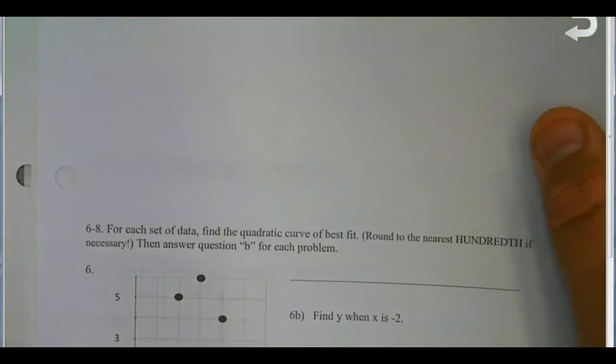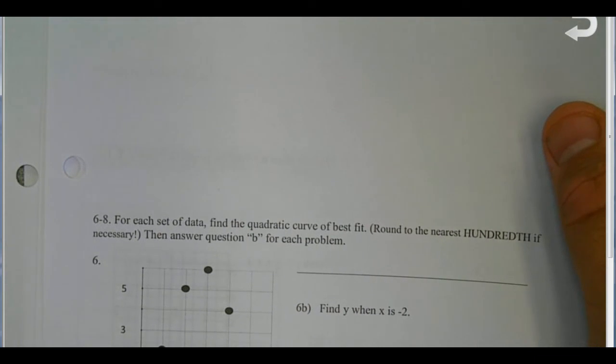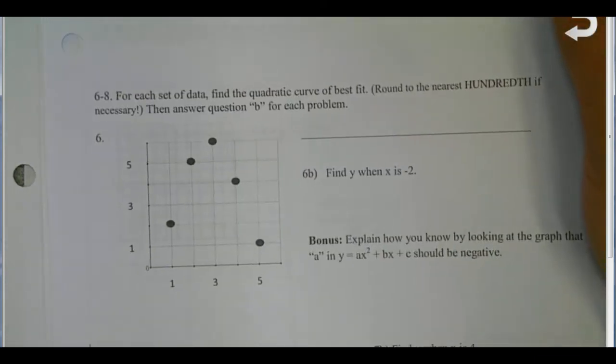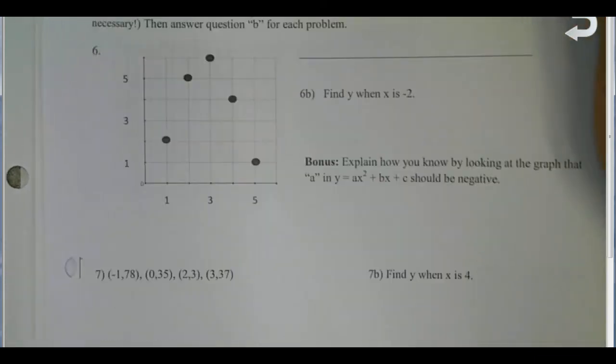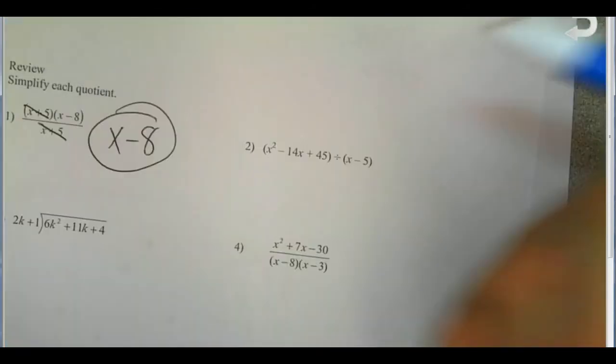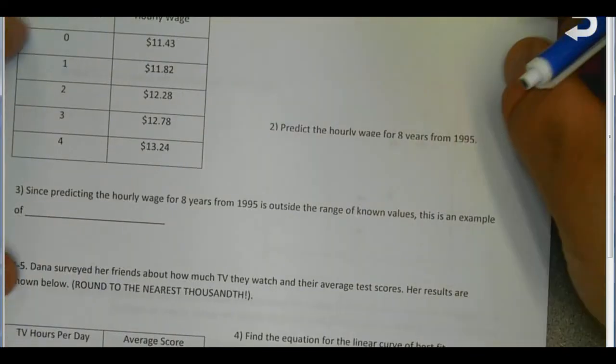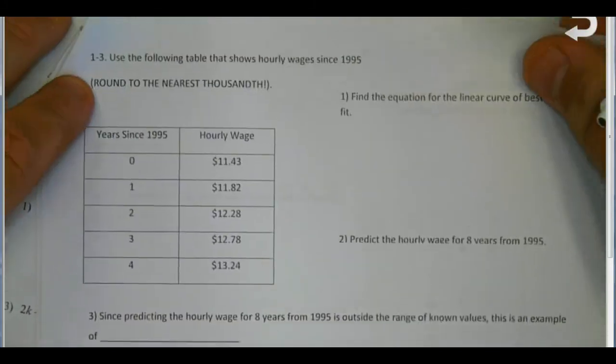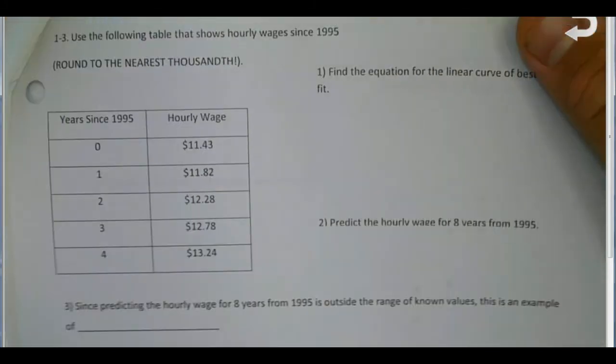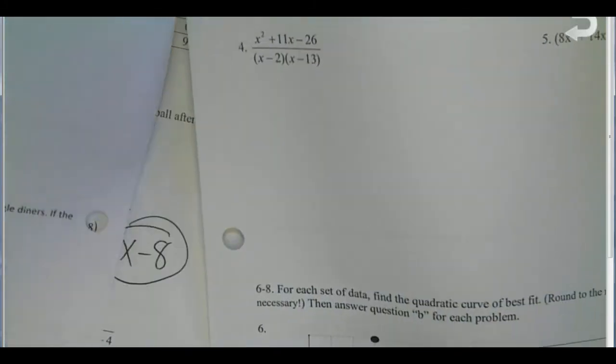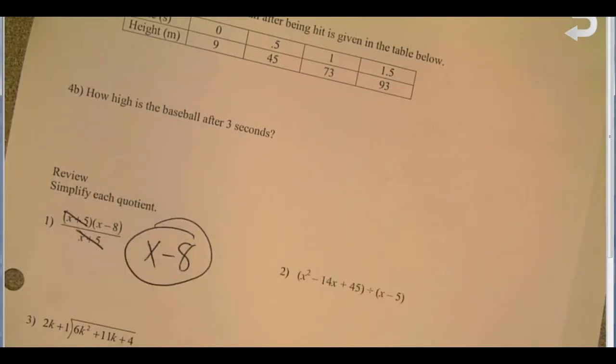And then we get in, and this is where it's important. Pay attention to directions. 6 through 8 says quadratic curve of best fit. And then on this one, it says linear curve of best fit. So you're going back to stat calc 4. So make sure you follow the directions. Okay? I give you practice on both. And that wraps up day 2. Any questions, come see me, and we'll go from there.